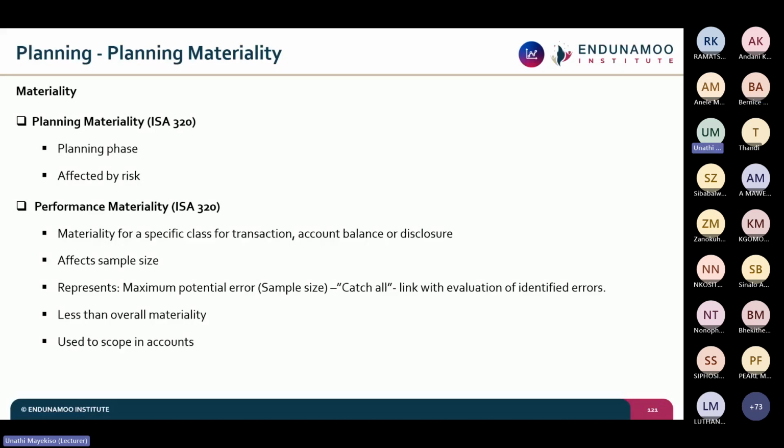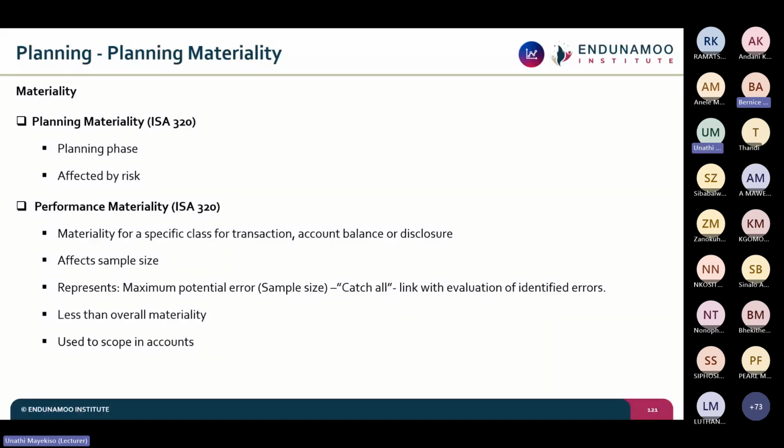And the planning? Your planning materiality is what you determine in your planning phase. So your overall materiality, remember at the end of your audit, you also reassess the appropriateness of your materiality. At the end of your audit, your materiality can change. Your overall materiality is sort of your end materiality. But your planning materiality is the materiality that you determined in your planning phase. That's why it's called planning materiality. It doesn't always differ from overall materiality, but it can differ from overall materiality.